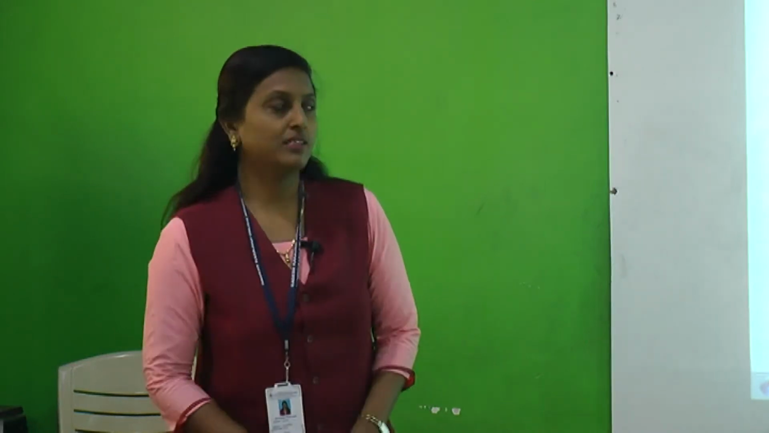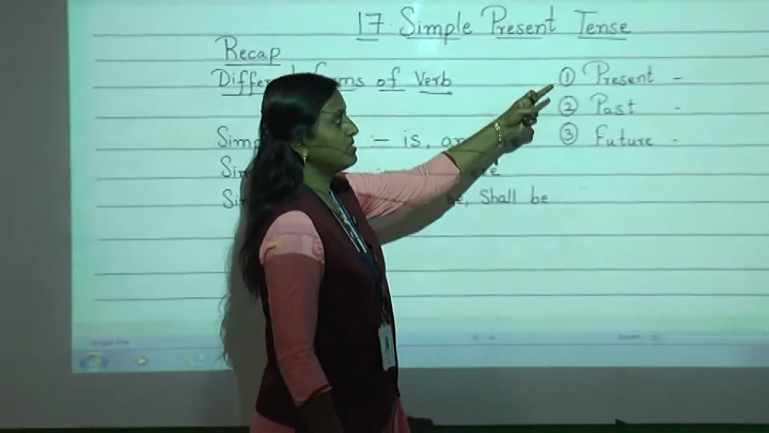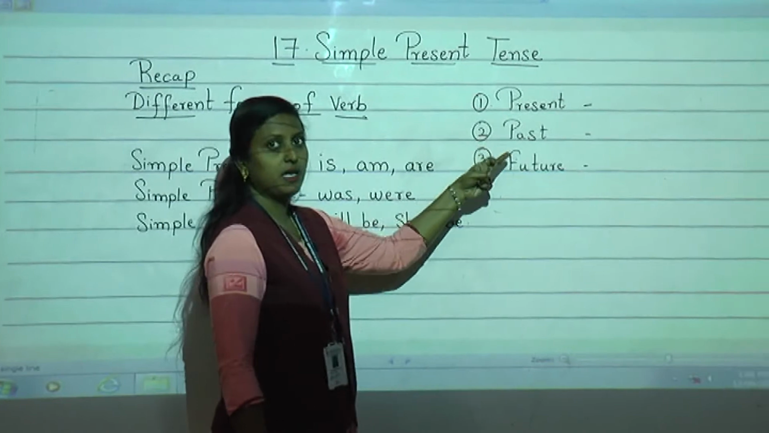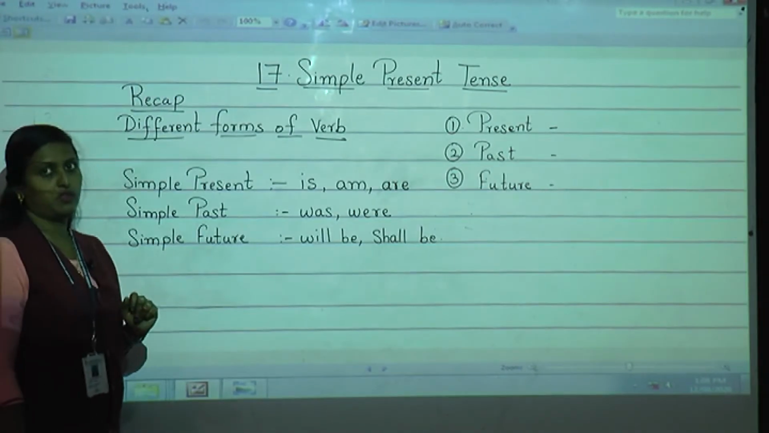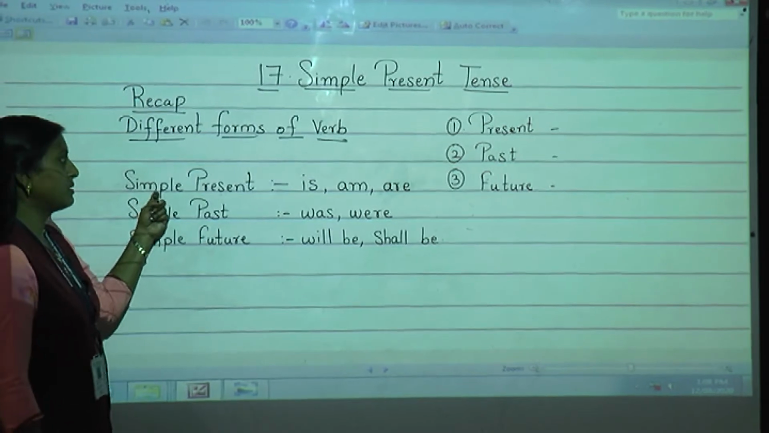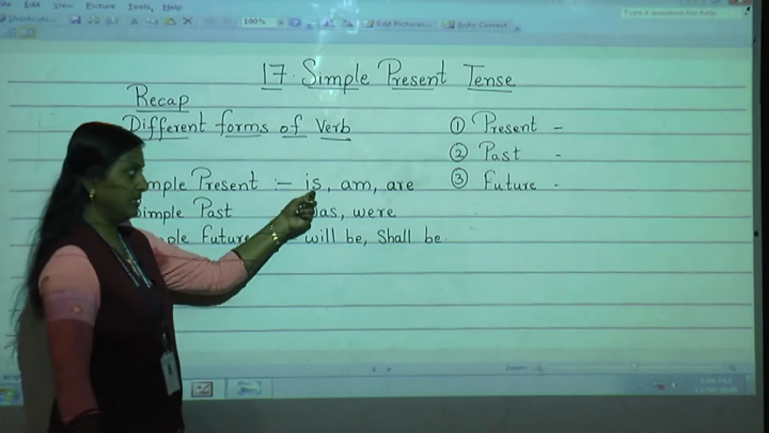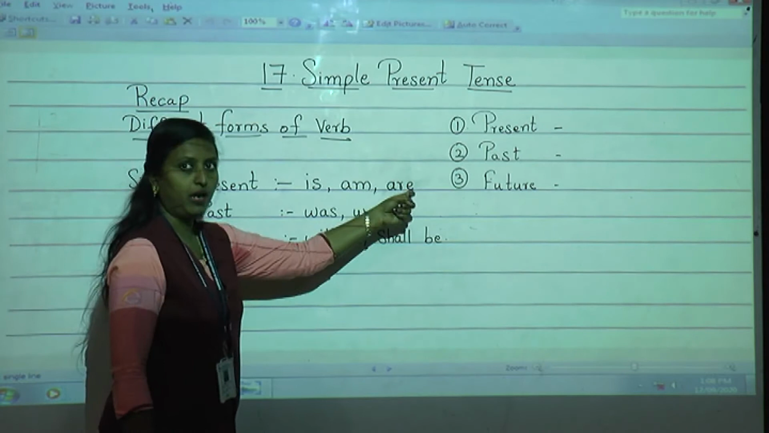Students, what we have done in the last lesson? Yes, lesson number 16. That was simple present tense, past tense and future tense. So we will just have a recap of what we have done in the last session. That was present tense, past tense and future tense. Okay. So what were the different forms of verb used for simple present? That was is, am and are.